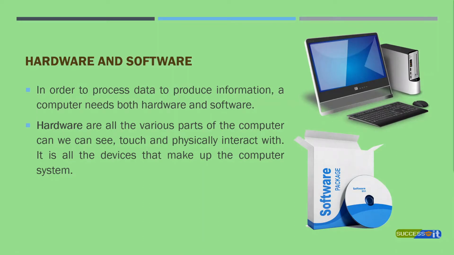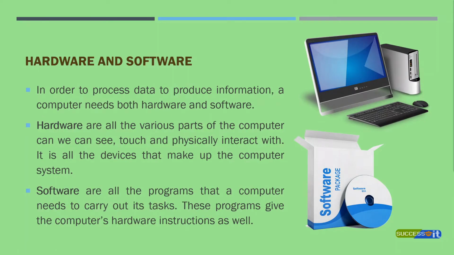Hardware is all the various parts of the computer we can see, touch, and physically interact with. It is all the devices that make up the computer system. Software are all the programs that a computer needs to carry out its tasks. These programs give the computer's hardware instructions as well.